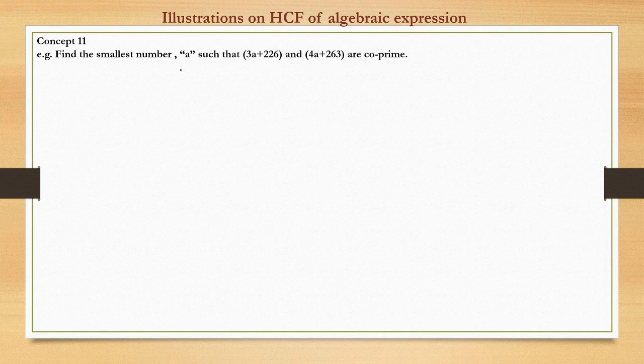Here, find the smallest number a such that these numbers are co-prime. What do we mean by co-prime? Two numbers are co-prime if the HCF of the two numbers is 1. So here we will check with the HCF, 3a plus 226 and 4a plus 263. Okay, so this will divide one time, 3a plus 226. So it remains a plus, here what would be, 37.